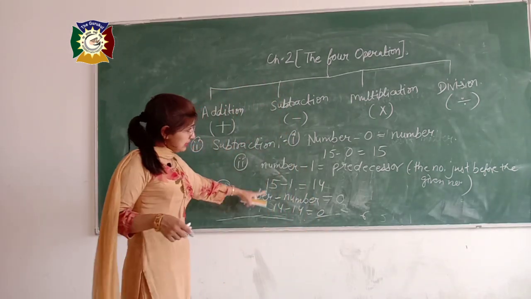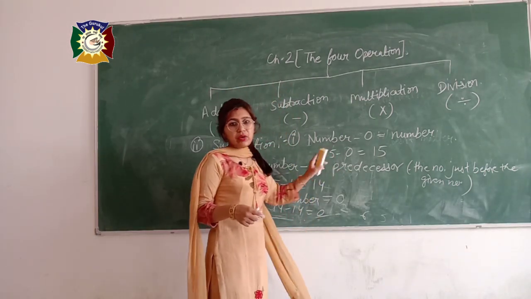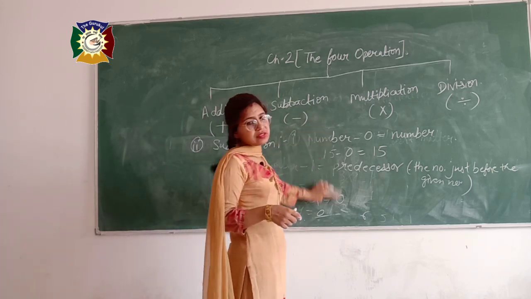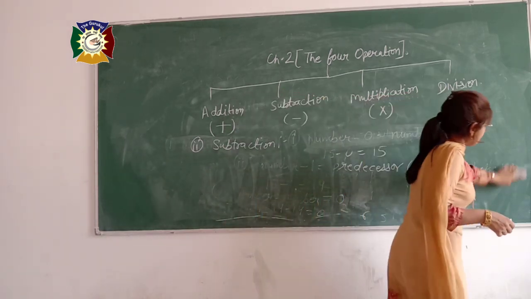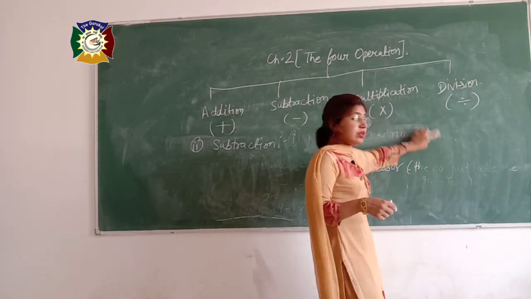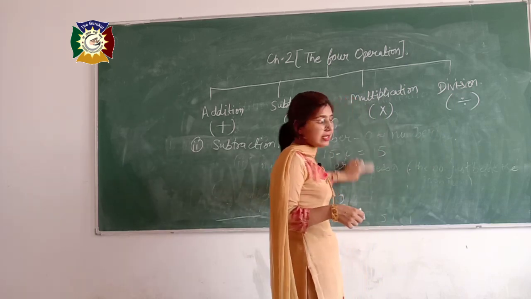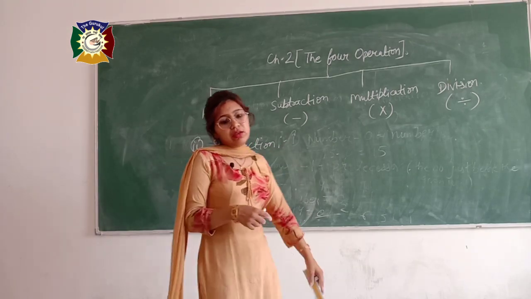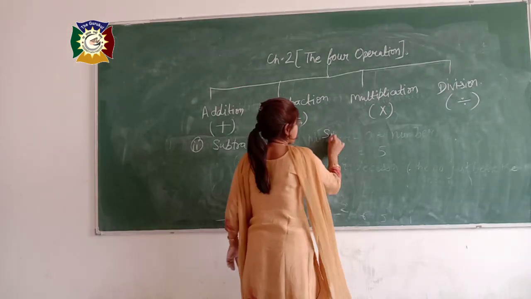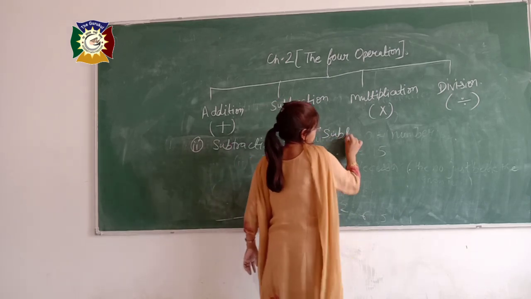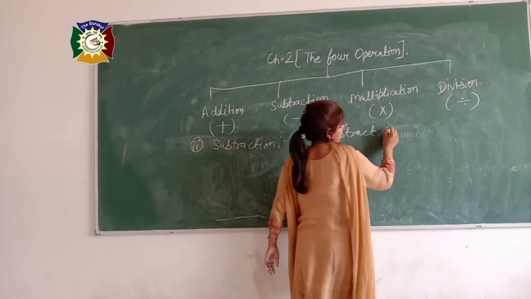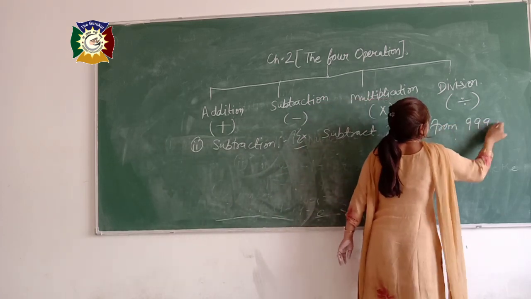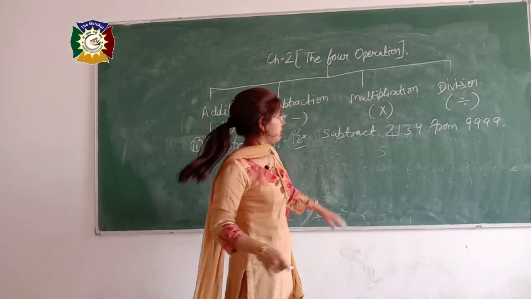Boys, these examples we have done with 1 or 2 digit numbers. Now I will tell how we will subtract larger numbers. But don't worry about the larger numbers. As I told you before in the addition, that the addition of smaller numbers and larger numbers is the same, similarly, subtraction of larger numbers is the same as with smaller numbers. Like if I give you an example, subtract 1234 from 9999. So what is the answer?